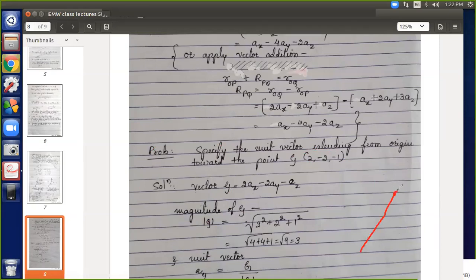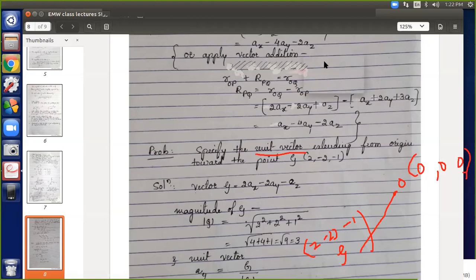Then once you mark the point, what you have to do is, let me just write like this. Okay, this is your O and this is your G. Point O is 0, 0 and 0. And point G, it is mentioned here, 2, minus 2 and minus 1. So with this arrangement, we need to find the unit vector. So how to find the unit vector?